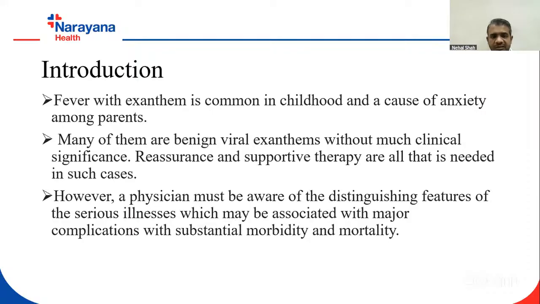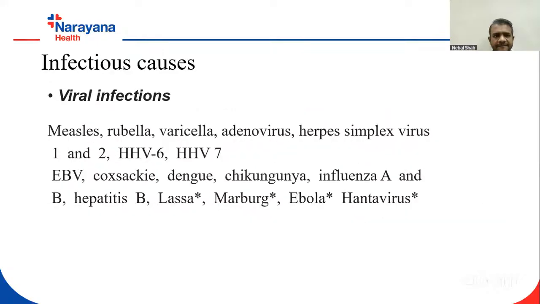But as physicians and caretakers, we must be aware of all the distinguishing features of the serious illnesses, which may be associated with major complications, implying some morbidity and mortality. Now, the most common infectious causes, the viral infections: measles, rubella, varicella, which is chickenpox, adenovirus, herpes virus 1 and 2, HHV6, 7, Epstein-Barr, Coxsackie, dengue, chikungunya, influenza A and B, hepatitis B, Lassa, Marburg, Ebola, Hanta. These are common causes, but not in our Indian scenario, though we do see an occasional case.